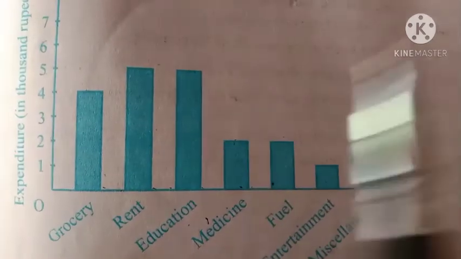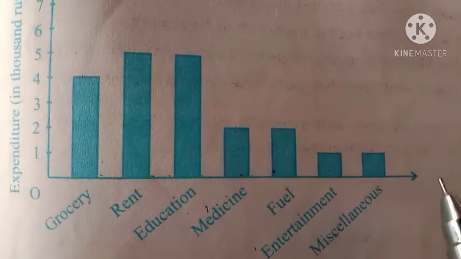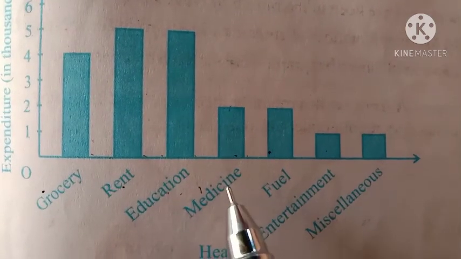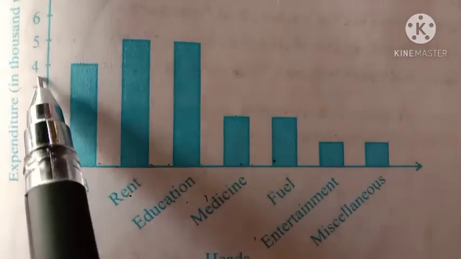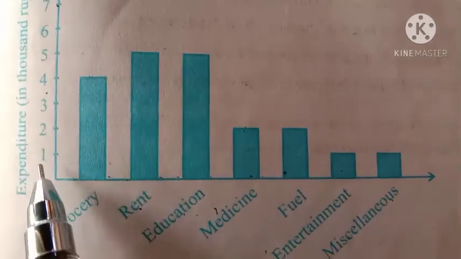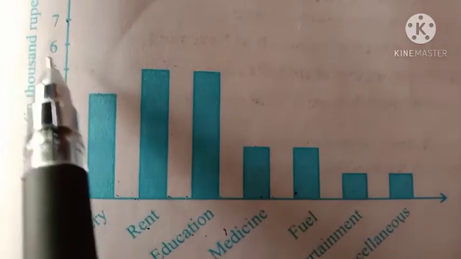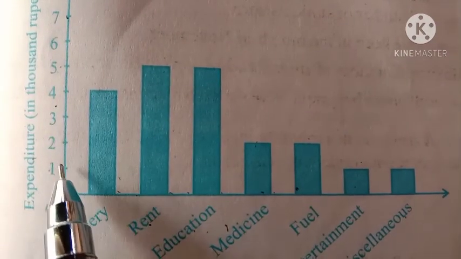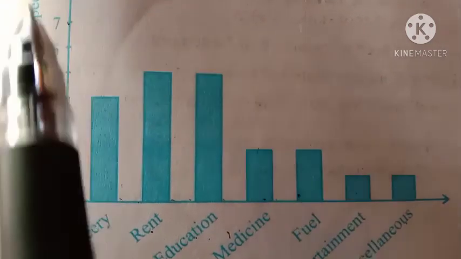See the bar graph of the given data. Along x-axis, we have to write the heads: grocery, rent, education, medicine, fuel, entertainment and miscellaneous. And along y-axis we have to mention the expenditure in 1000 rupees. So in the data expenditure you can see that least value is 1, highest value is 5. So along y-axis we can take a convenient scale 1, 2, 3, 4, 5, 6, 7.